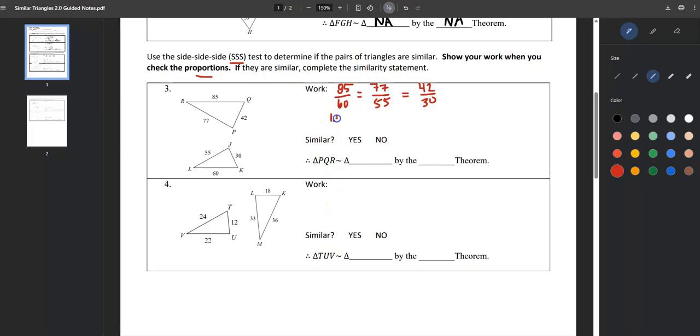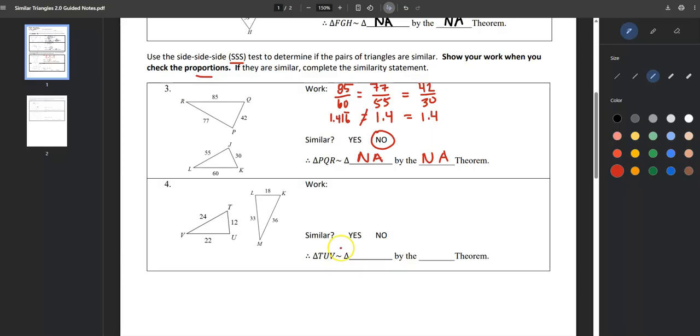This gives me 1.416 repeating. 77 divided by 55 gives me 1.4, and this also, so right now you guys should see a problem. This also gives me 1.4. So these two are equal, but these are not equal. So they all three have to be proportional to each other, not just one. And even though this is really close, it's still not. So I'm going to put no on this. And then if I do that, I always just do NA in these as well.